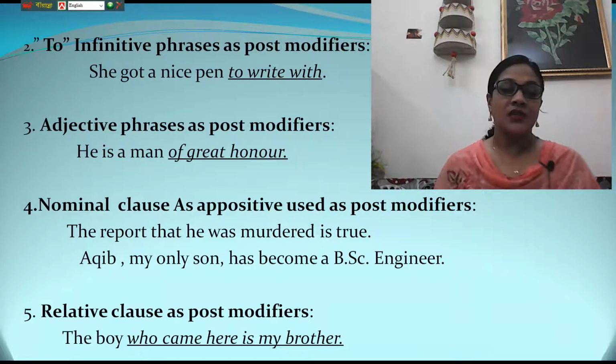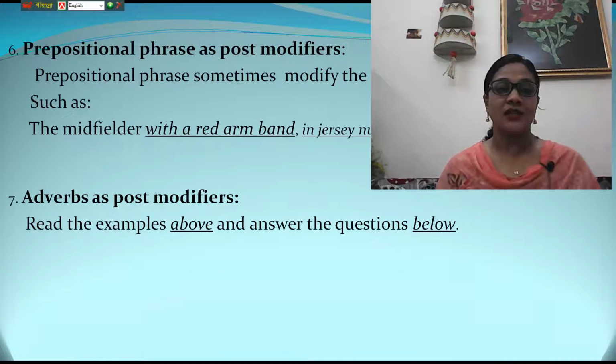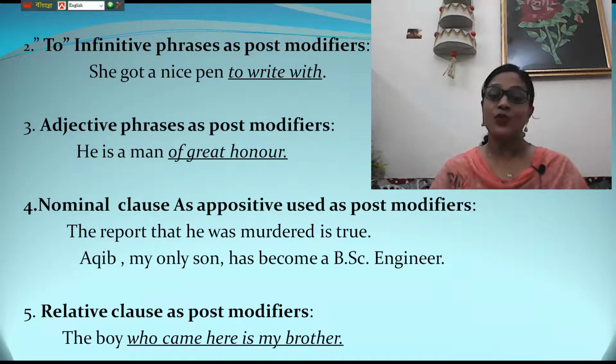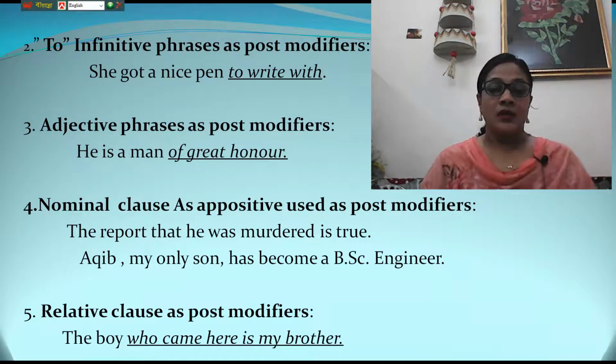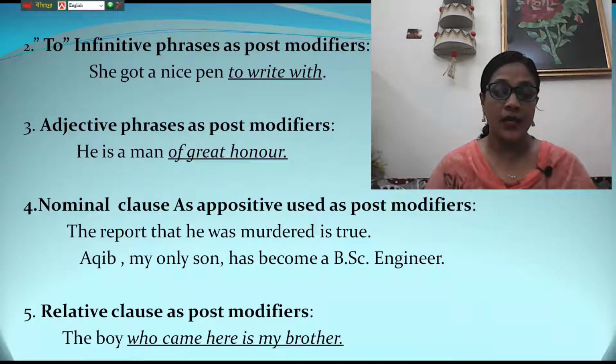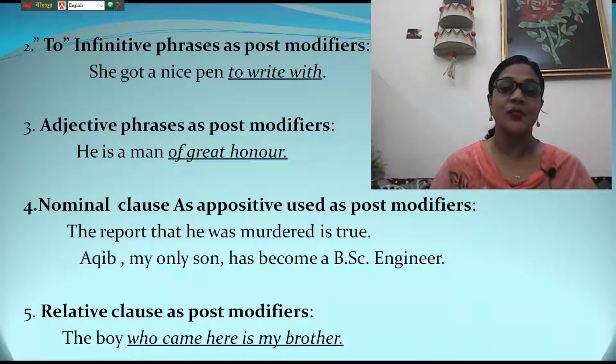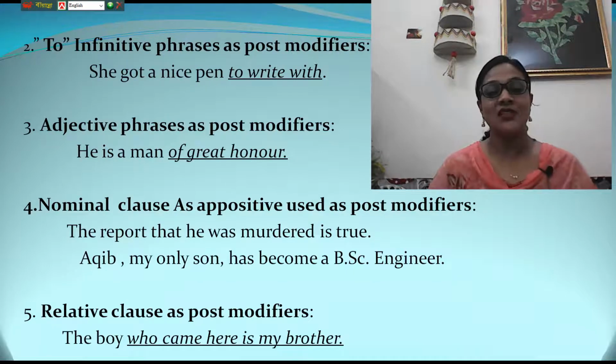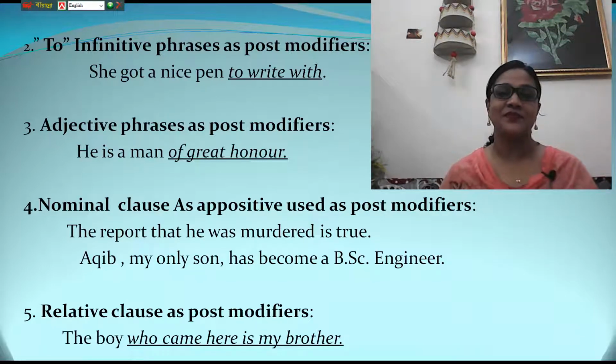In number 5, you see relative clause as post-modifiers. We know relative clause as post-modifiers. It is the popular type of post-modifiers. Here the example is, the boy who came here is my brother. Here, who came here is an example of a relative clause, as it is placed after the noun boy and it gives the information of that boy, who the boy is. For this reason, it is a post-modifier.